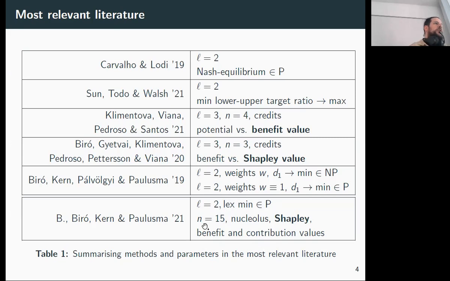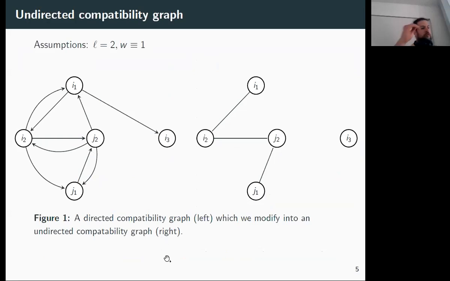We performed simulations at the largest scale that we have ever seen, extended to up to 15 countries, and we try to introduce some of the classical, more sophisticated allocations, such as the nucleolus. So our assumptions are that we're dealing with pairwise exchanges, L equals 2, and we're looking for maximum size matchings instead of maximum weight with some arbitrary weighting.